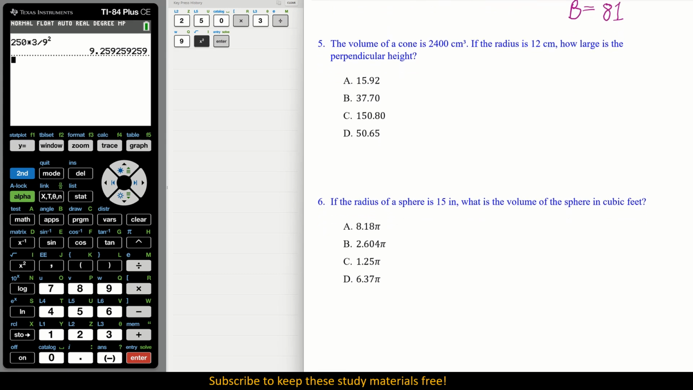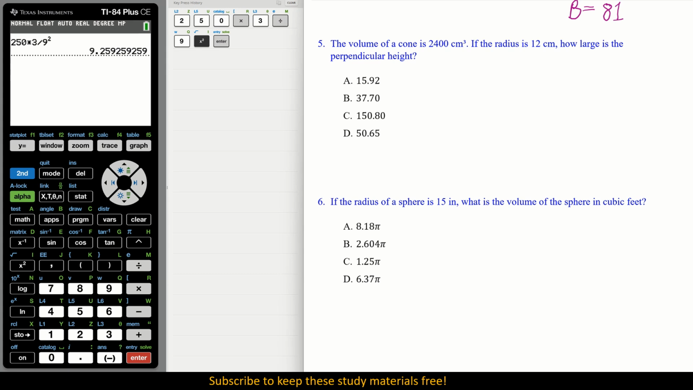All right. Number 5, the volume of a cone is 2,400 cubic centimeters. If the radius is 12, how long is the perpendicular height? Okay, like I said, we will also be dividing by the 3, because it is a cone.